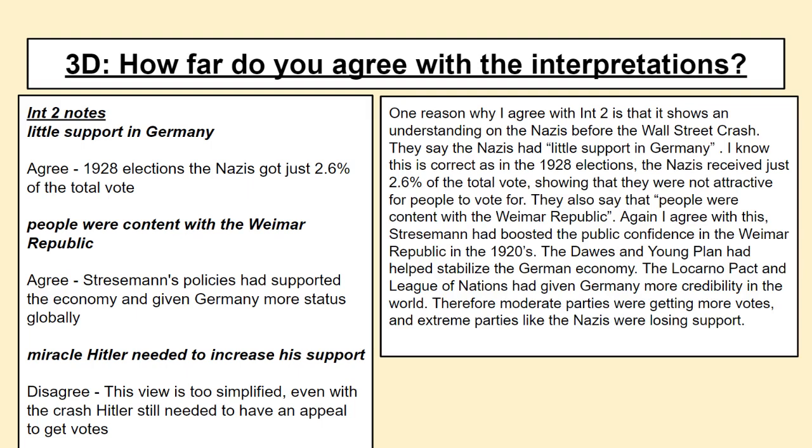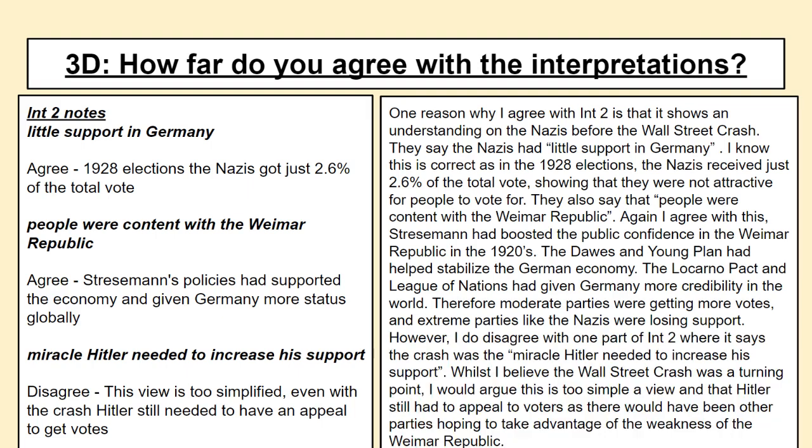Now I'm going to move on to the next point, continuing the same paragraph. They also say that people were content with the Weimar Republic. Again, I agree with this. Stresemann had boosted the public confidence in the Weimar Republic in the 1920s. The Dawes and the Young Plan had helped stabilise the German economy. The Locarno Pact and League of Nations had given Germany more credibility in the world. Therefore, moderate parties were getting more votes and extreme parties like the Nazis were losing support.